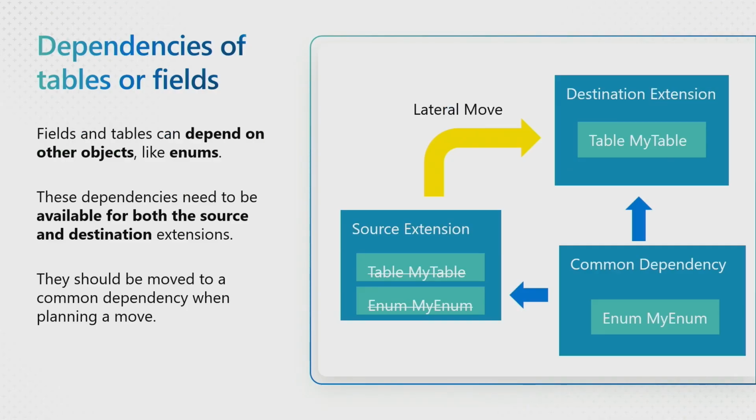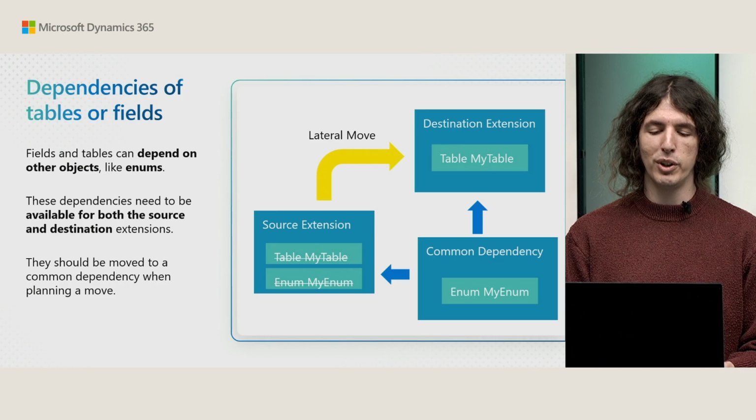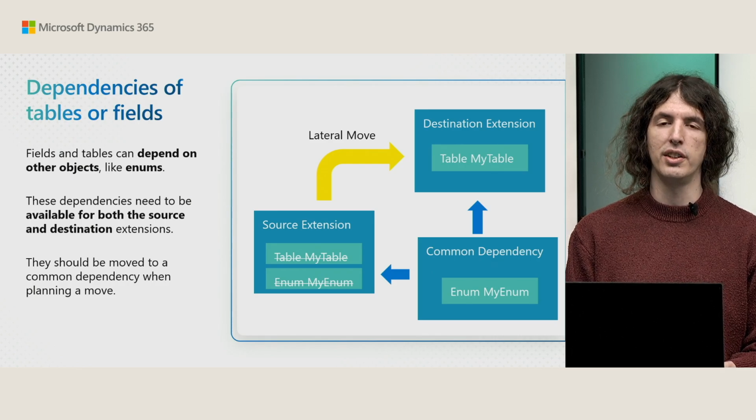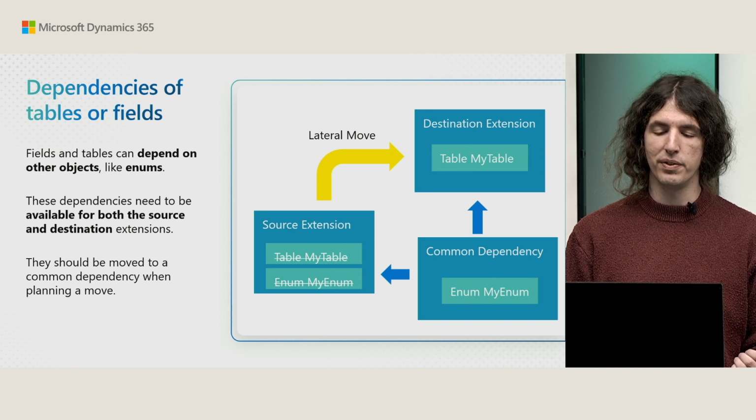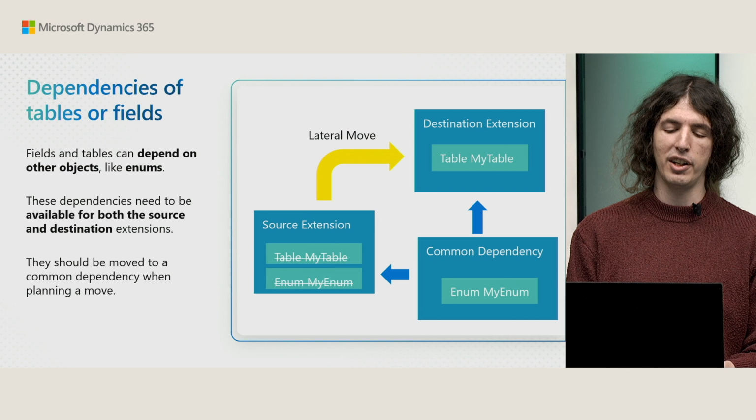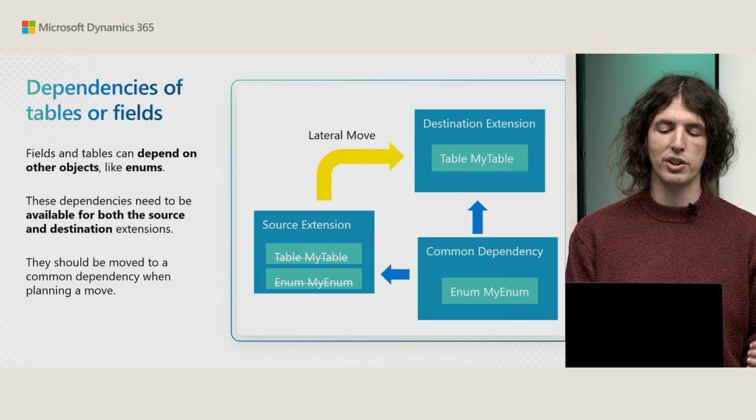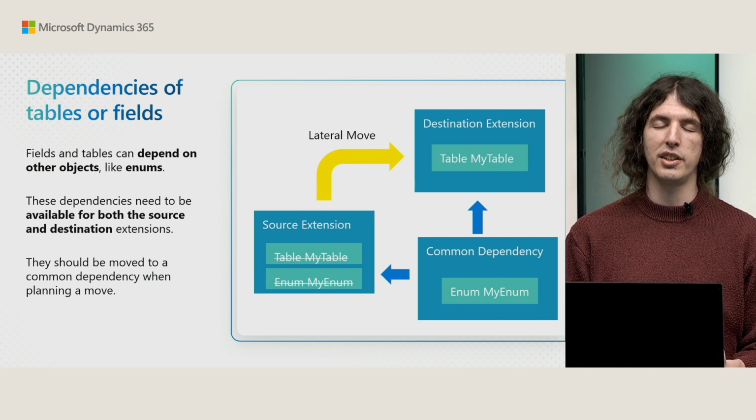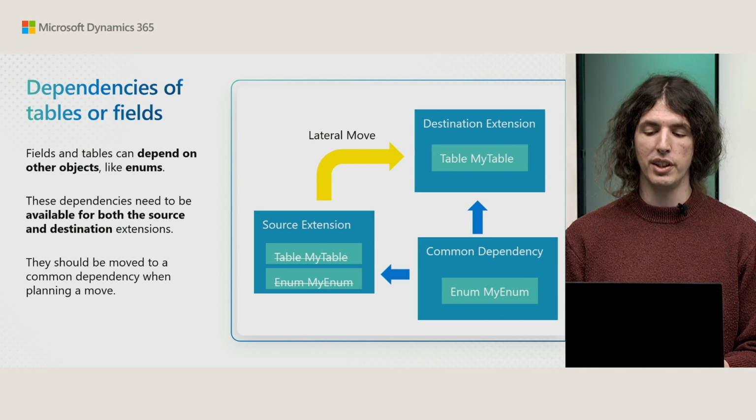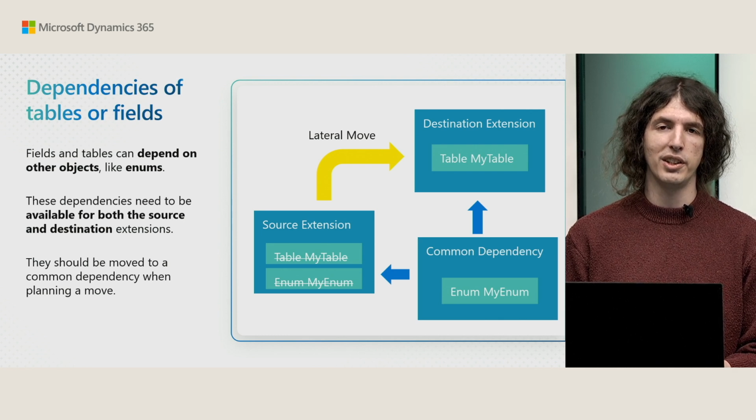But we also have the opposite situation. It can be that we need to move a table, but this table depends on some enum, for example, for the values of its fields. What do we do in that case? How do we ensure that the source extension and the destination extension can work after this move? This can be done by using a common dependency. So in this case, we have the enum, my enum, that we need to have available for both the source extension and the destination extension. So we extract it into a common dependency and add it as a dependency for both the destination and the source. This way, we can keep both of them compiling and working after the move.